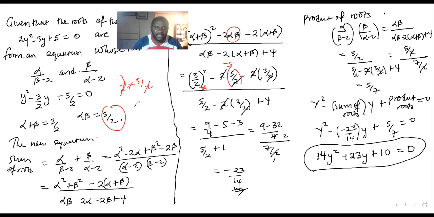Then this one is alpha plus beta, which was 3 over 2. When I substituted it, it became 2 times 3 out of 2. I lost the 2. So this is a negative 3, giving us a negative 8. Then this is a 9 out of 4. Then 9 out of 4 minus 8, you cross multiply the 4 to the 8, you get a negative 32 out of 4. And this one, the same story. I think you can see that.